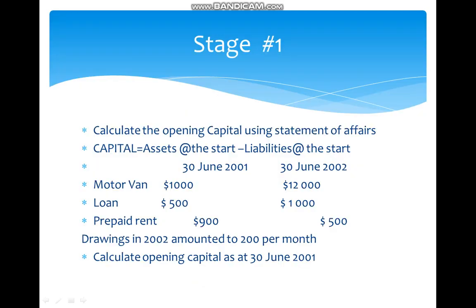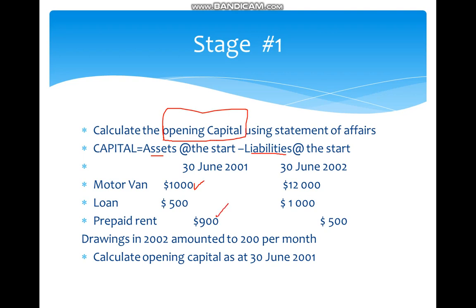The first stage that I want you to know is determining our opening capital. I'm expecting you to determine our opening capital. We are using our basics from O level, from the beginning of our syllabus. We say assets minus liabilities. What is most important in the first stage is that you identify your assets at the start of the period.